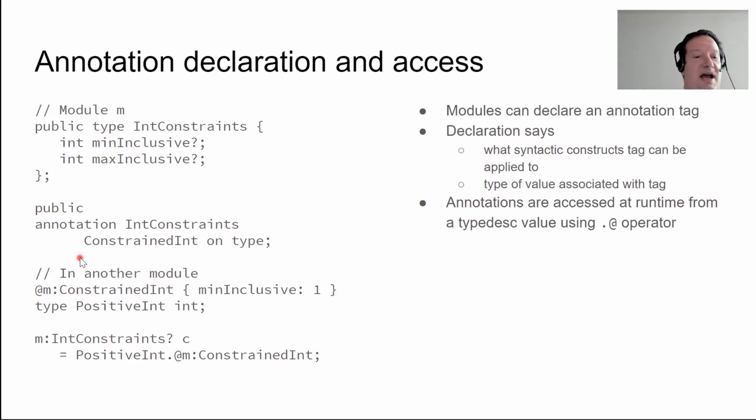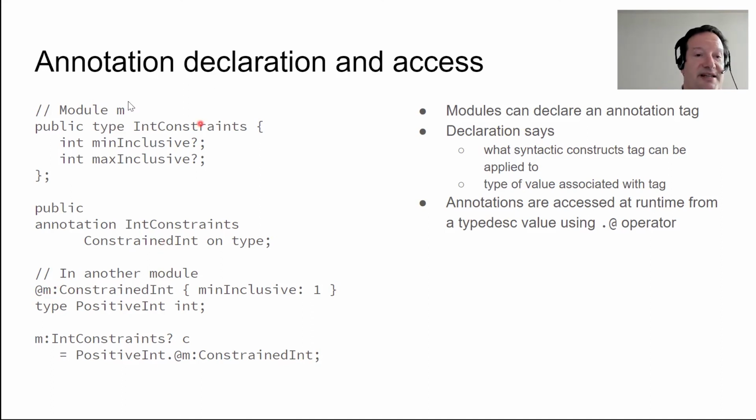So we saw how you can put annotations on things using the @ syntax, but it's also possible to define your own annotations. And the way you do that is with an annotation declaration. What you do in an annotation declaration is you declare a tag. So here we're declaring a tag constrained int, and we're saying that the type associated with this tag is int constraints. So we define this record type. This is the data that's going to be associated with a constrained int tag.